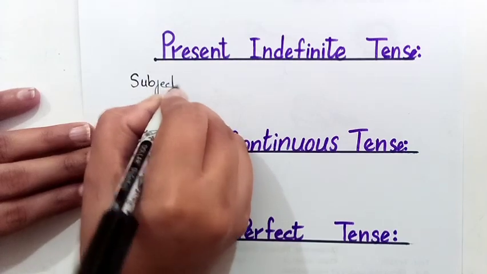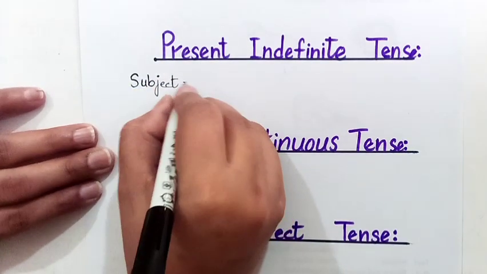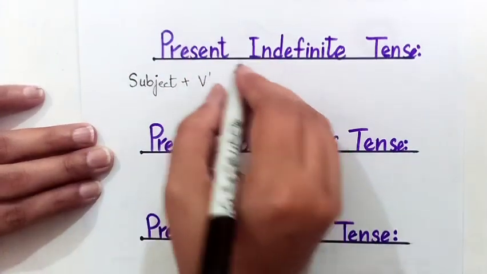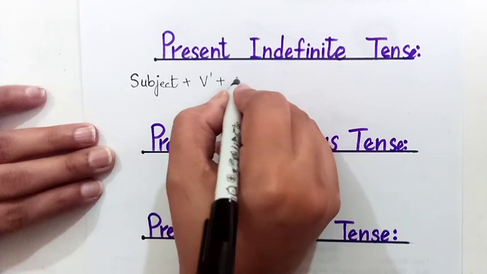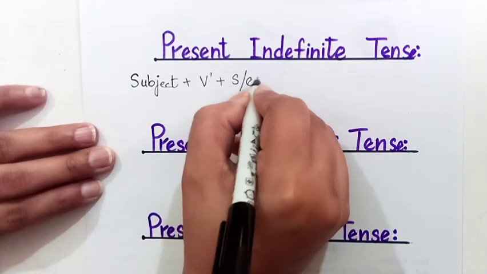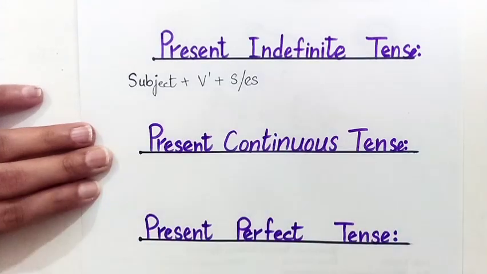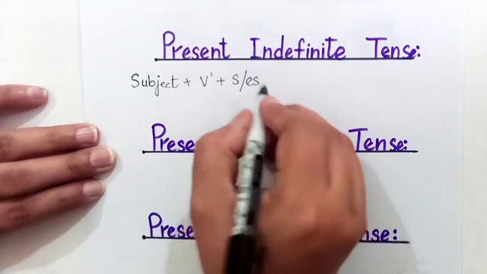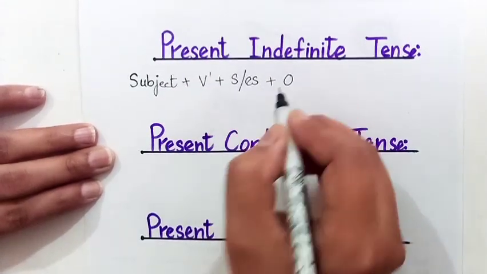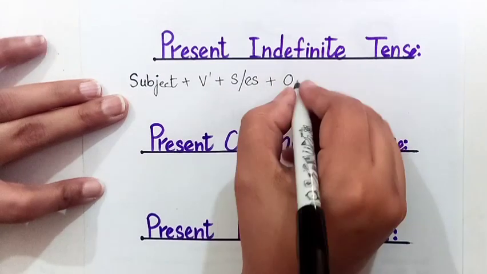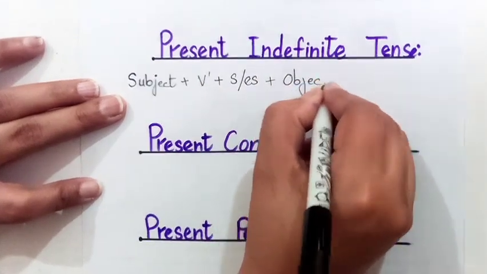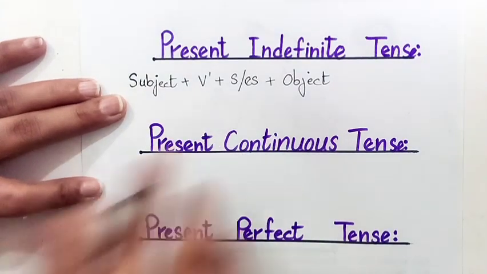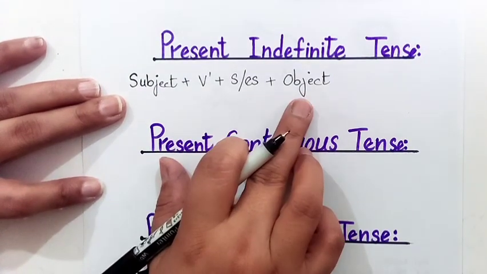Subject plus V1, that is first form of verb, plus S or ES that we add with our first form of verb, plus object. Subject plus V1, that is first form of verb, plus S or ES plus object.